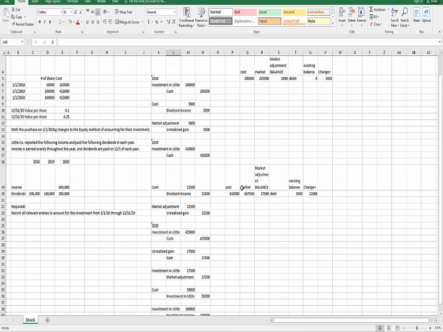And secondly, that the market adjustment calculations, this cost versus market comparison, is based on the entire portfolio, not simply on what we acquired in that year. So in 2019, yes, we acquired 100,000 shares at a cost of $410,000 in 2019, but when we do the 2019 cost versus market comparison, we're comparing the cost of our total portfolio, the $200,000 we paid in 2018, plus the $410,000 we paid in 2019.